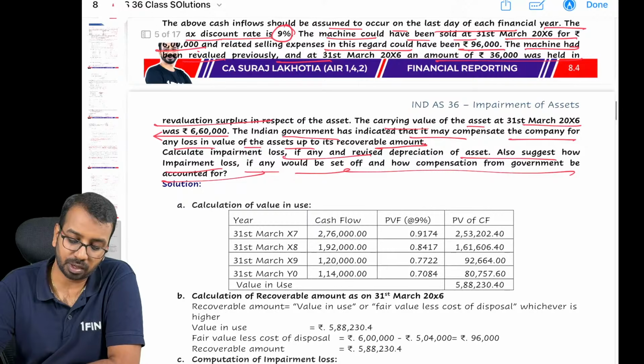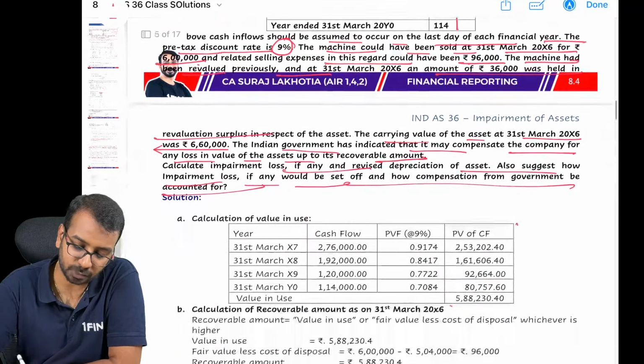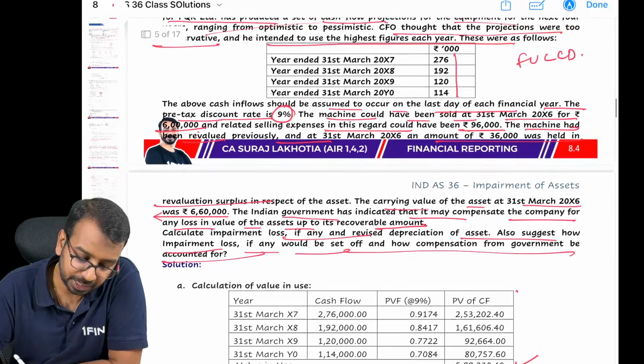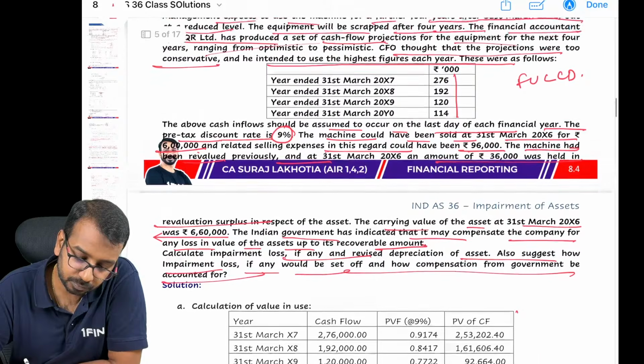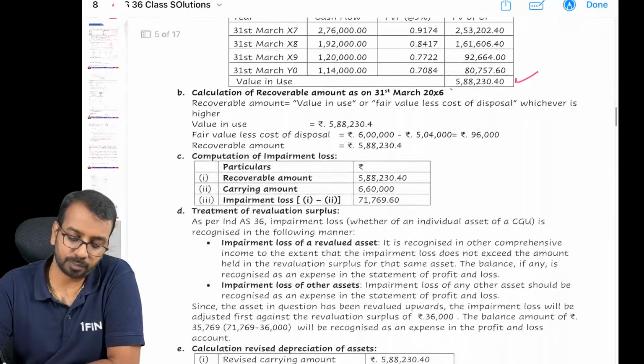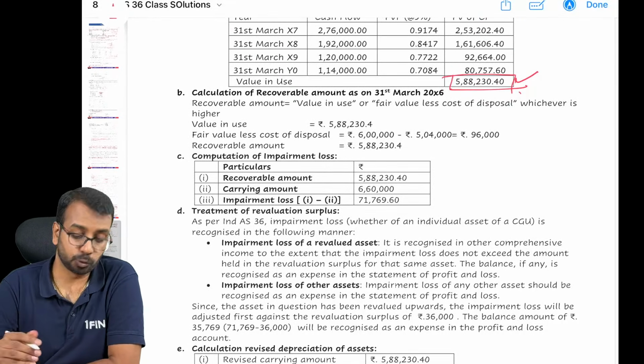So first is, what is the value in use? Value in use is, you take the 4-year cash flows, 588, 230. Okay. Then equipment will be scrapped, so there is no sale value. So this is the present value or value in use.